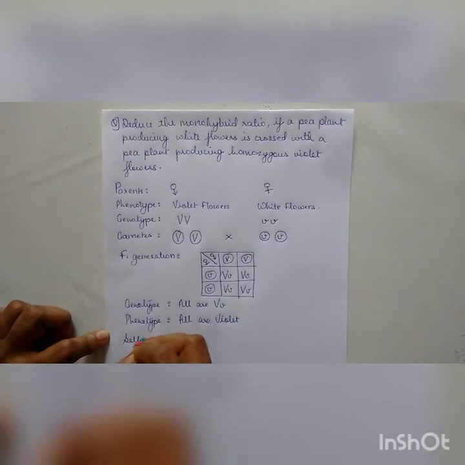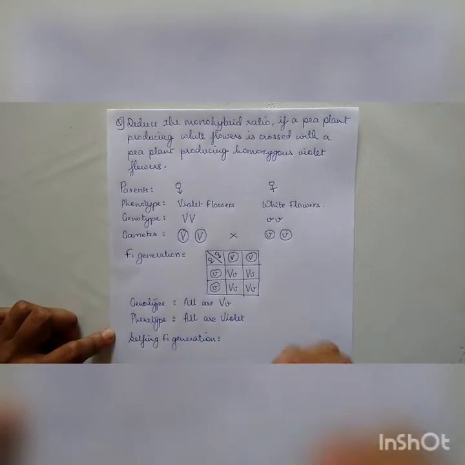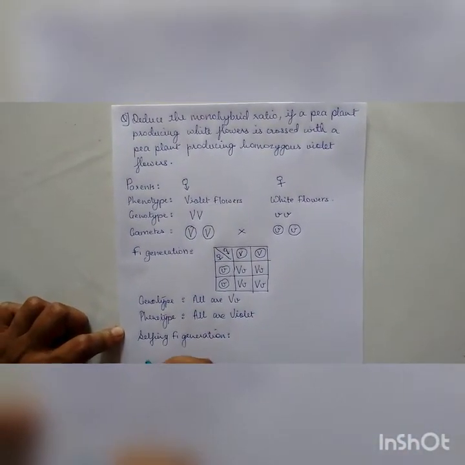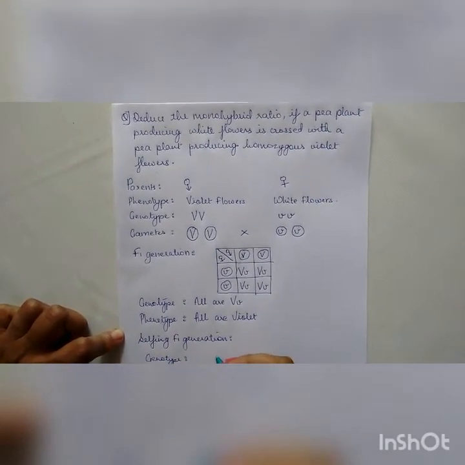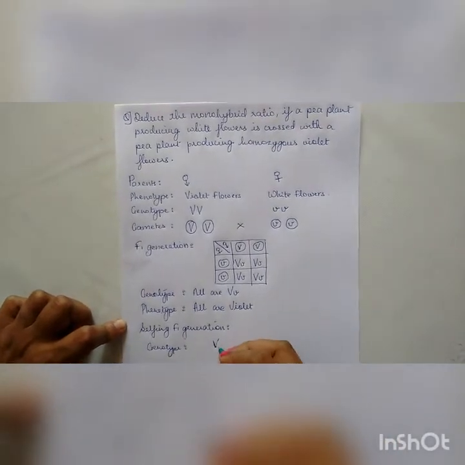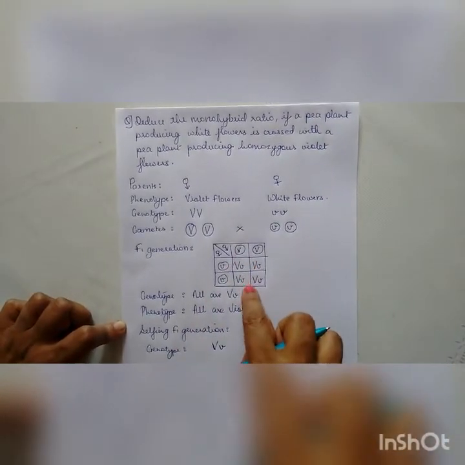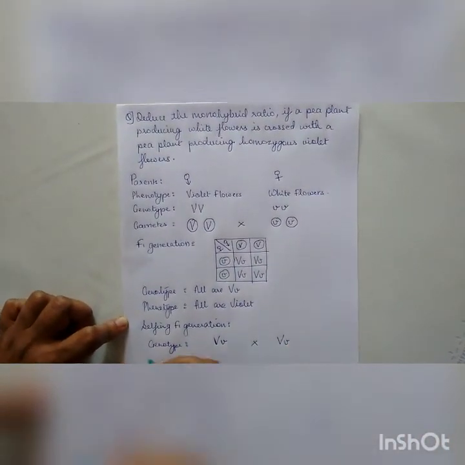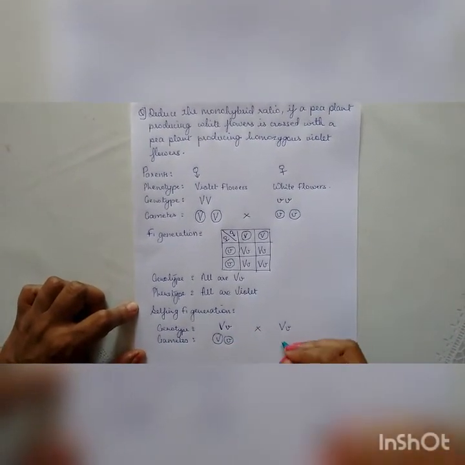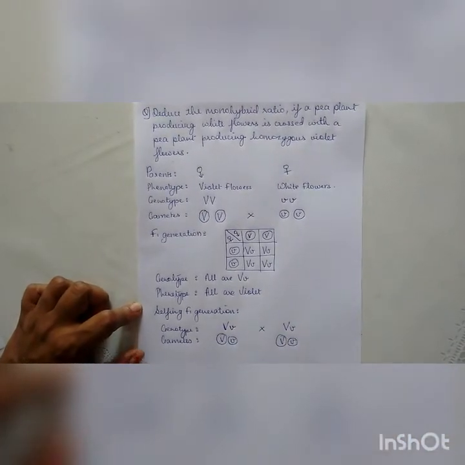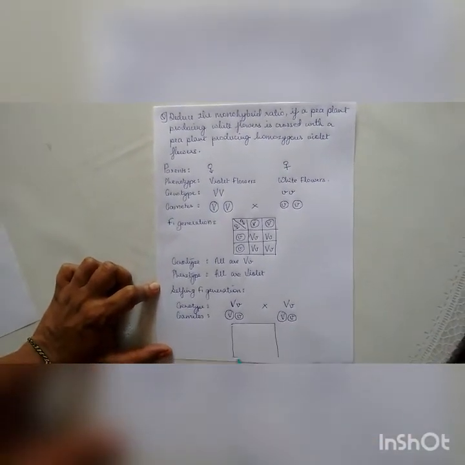So selfing the F1 generation. The genotypes of the F1 generation: capital V, small v is crossed with capital V, small v, because all of the F1 generation have the same genotype. The gametes of the F1 generation, therefore, will be capital V, small v, and the other parent will also have capital V, small v as the gametes. Put it in the Punnett square to get the F2 generation, the next generation.